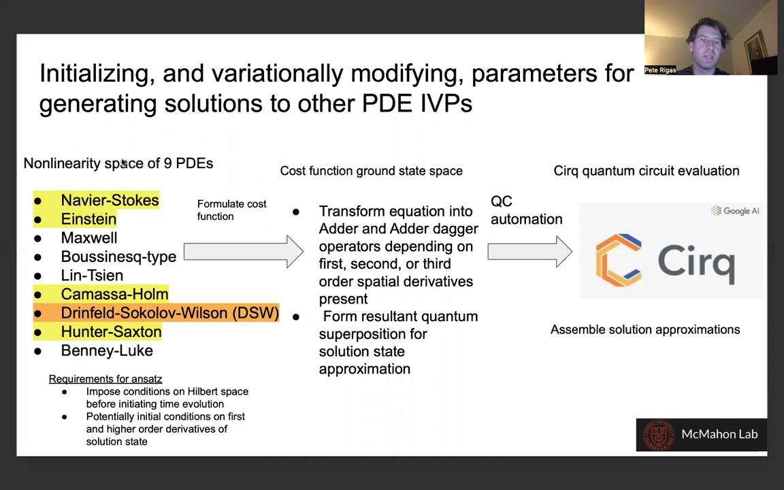We'll start with the nonlinearity space that's given in the leftmost column for 9 partial differential equations. And the partial differential equations that I've highlighted are the ones that I'm going to present results on in the presentation. But we've also applied it to all partial differential equations in the list.